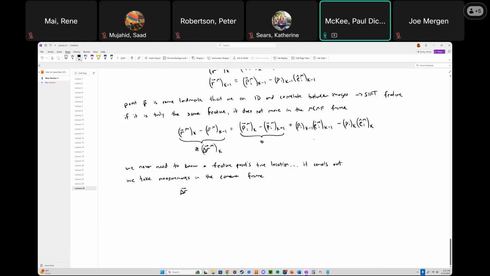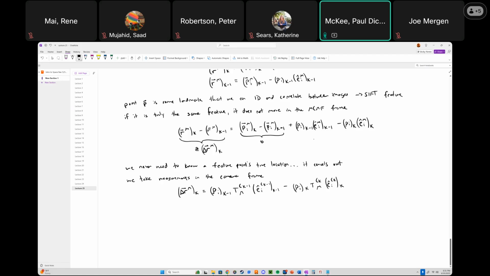Delta R M at time k is rho I at time k minus 1, and then the direction cosine matrix from the camera frame at time k minus 1 to the moon-centered, moon-fixed frame. And then we have EI in the camera frame at k minus 1 at time k minus 1, minus rho I k, T ck to M, EI ck at time k.